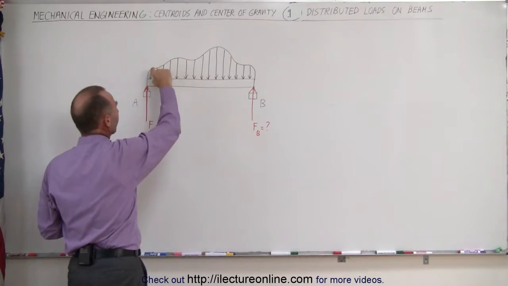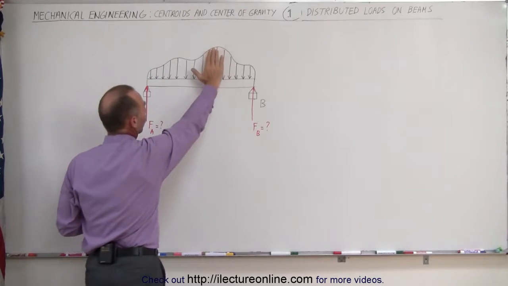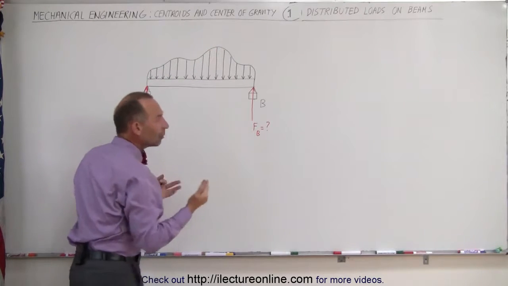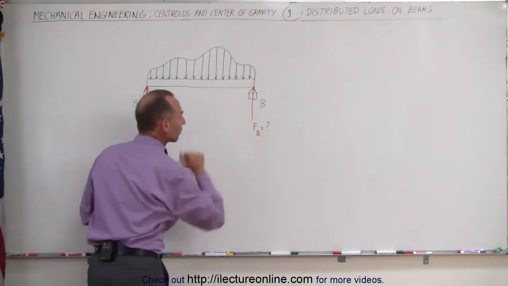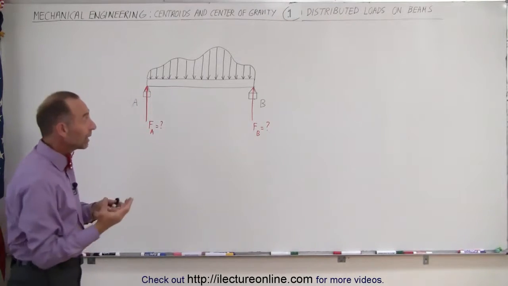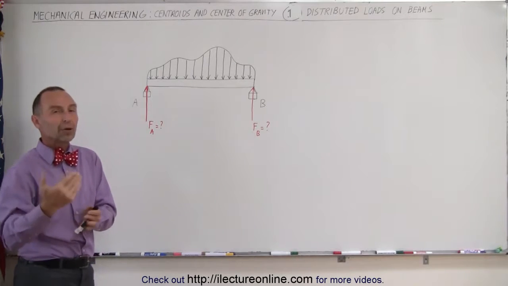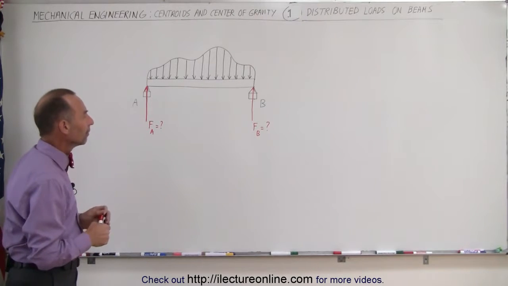You can see that there's less force per unit length here, there's much more force per unit length there. And so how do we find the reactionary force at A and how do we find the reactionary force at B? In some cases, a moment is created and then we also have to find the moment about some point.